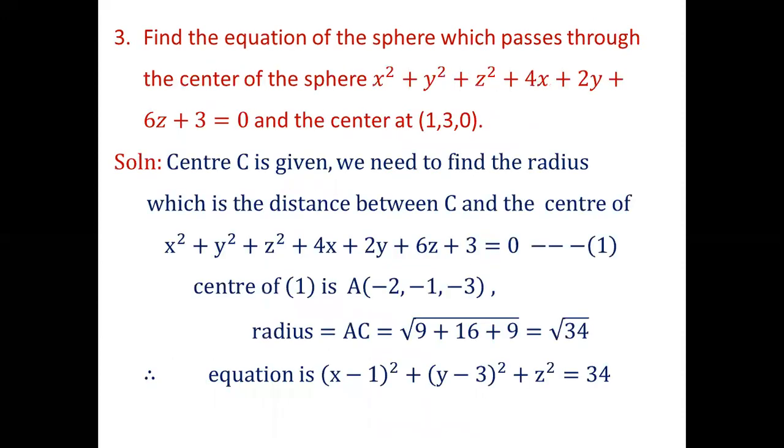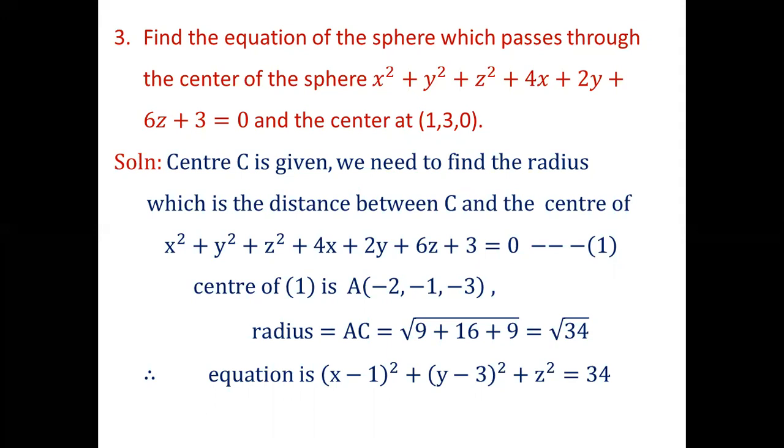Next problem. Find the equation of a sphere which passes through the center of the sphere x square plus y square plus z square plus 4x plus 2y plus 6z plus 3 equal to 0 and center at (1, 3, 0). Here again the center is given, so the radius is not given, but it clearly says that the sphere passes through the center of another sphere. So the radius is nothing but the distance between C and the center of the given equation.